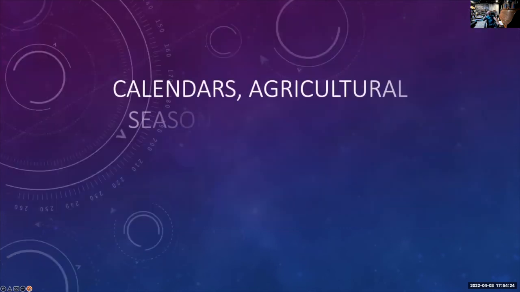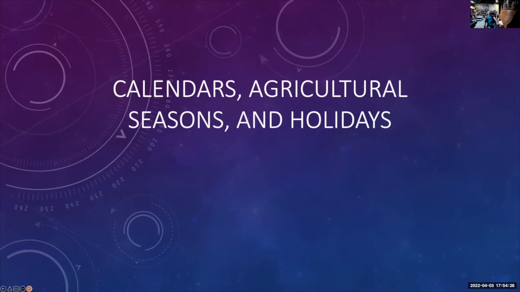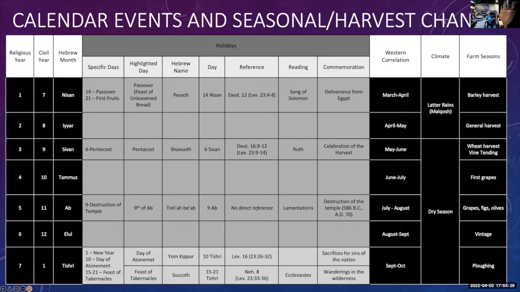these areas. I wanted to throw some calendar and agricultural seasons and holidays in here. These are important because remember, they were supposed to recall back what God did in order to remember the law. So remembering Passover, the first fruits, Pentecost, the destruction of the temple was added in, but not necessarily a major thing in the Torah, it wasn't so much put there. The Day of Atonement, the Feast of Tabernacles, understanding what these days meant: the deliverance from Egypt, celebration of the harvest, destruction of the temple, sacrifices for the sins of the nation, wanderings in the wilderness. All of those things are important for them to understand.